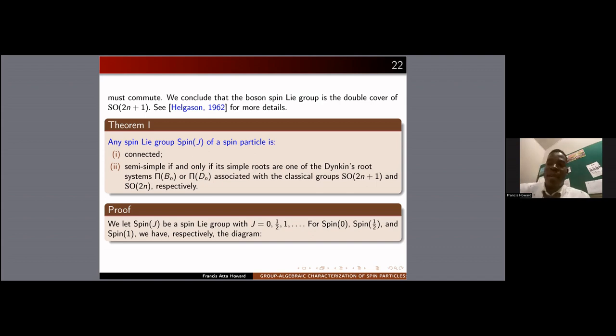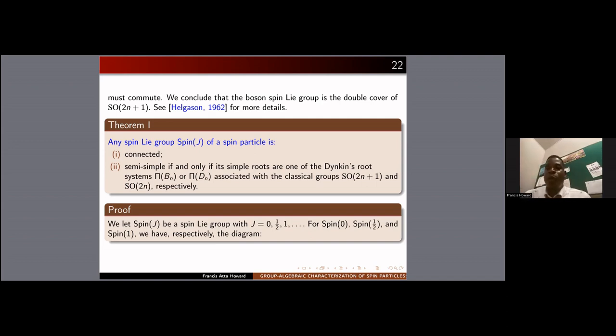and SO(2n). Now, when we consider root systems, we look at the root structure or the complete orthogonal set form structure of the classical groups, that's SO(2n+1) and SO(2n). And these are associated with the Dynkin's roots, that's the pi of Bn and the pi of Dn. And these structures are what makes the fermion and the boson.